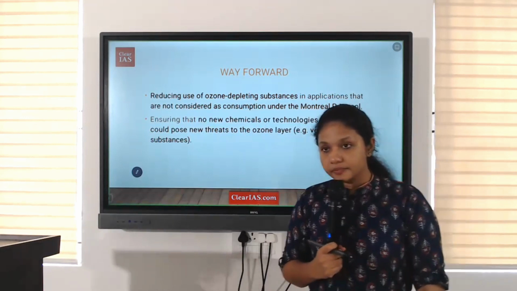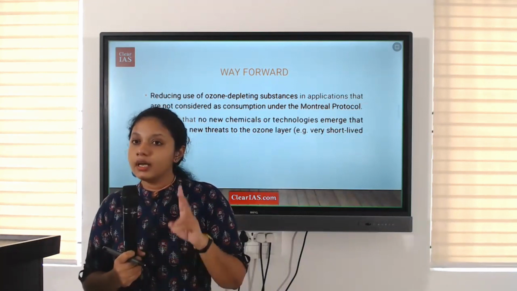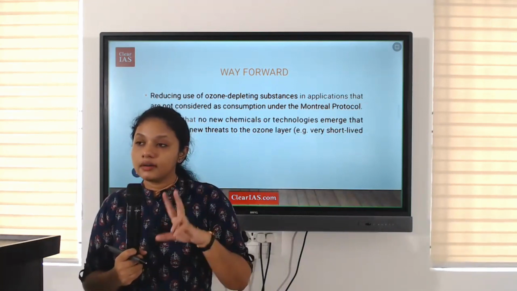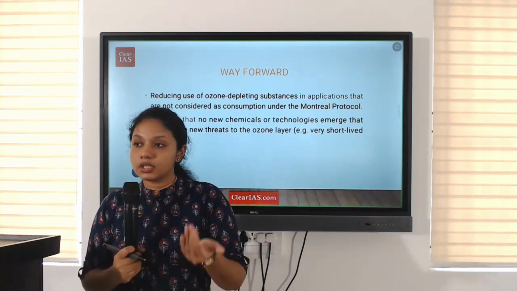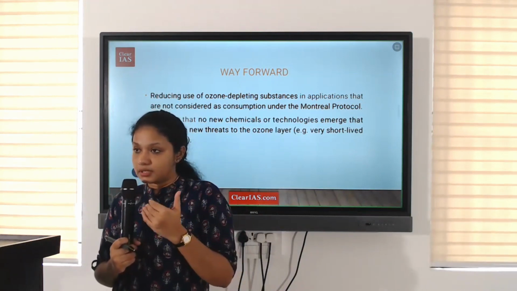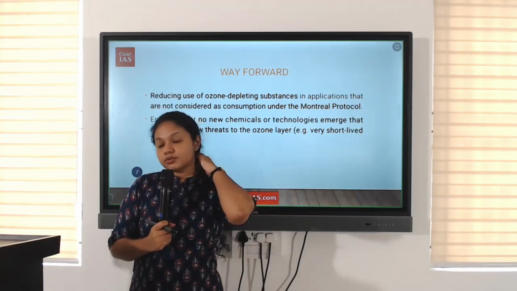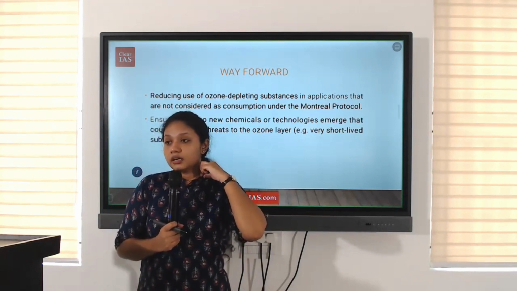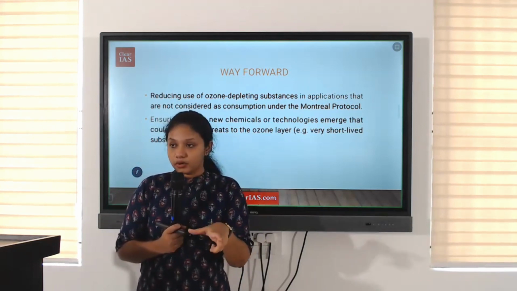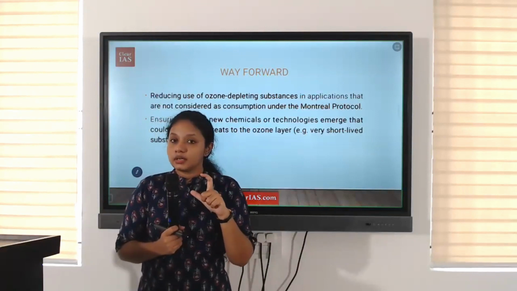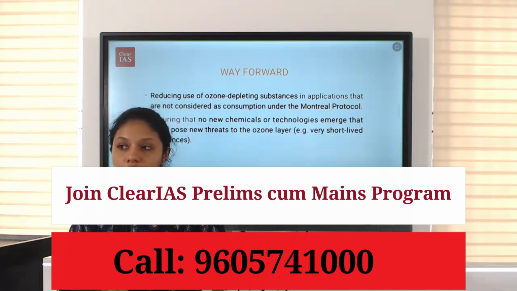So ozone layer depletion: what can be the way forward? First is proper implementation of the protocol. Second is, if at all we are storing these substances, we should take proper care to avoid leakage. And if we are developing new substances, we should take utmost care that these are not ozone depleting substances, that is, they are not short-lived substances. Next one is reducing use of ozone depleting substances even if they are not prescribed under the Montreal Protocol. And if we are using them, we should prevent any illegal uses. Okay. These are some of the ways forward by which we could reduce ozone depletion.